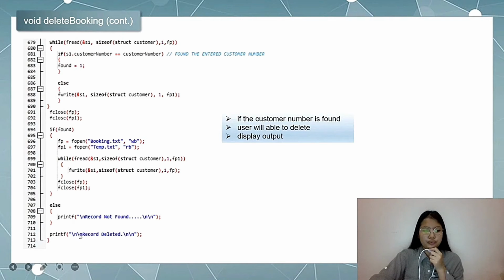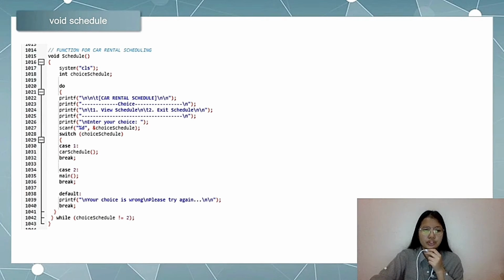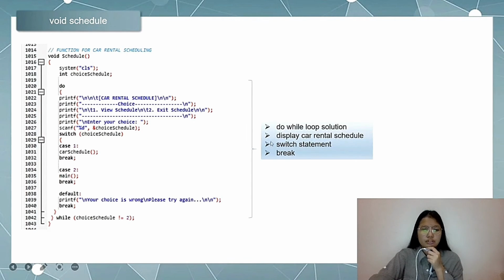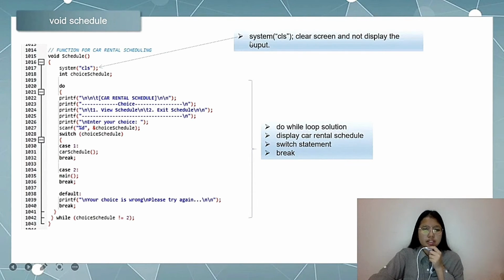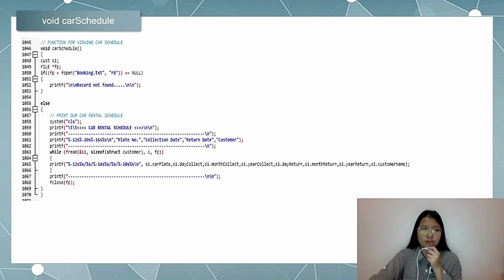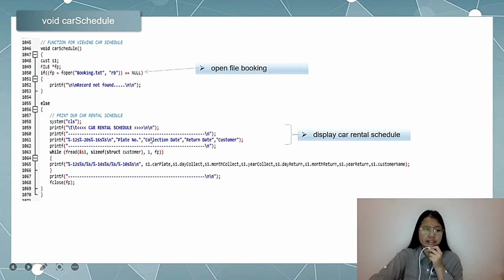deleted output. This is the function for car rental scheduling. Using the while loop, display car rental schedule and using switch statement. System CLS clear screen and not display the previous output. User will enter choice. This is the function for viewing a car schedule and open the file booking to display car rental schedule. And fclose is close the file.